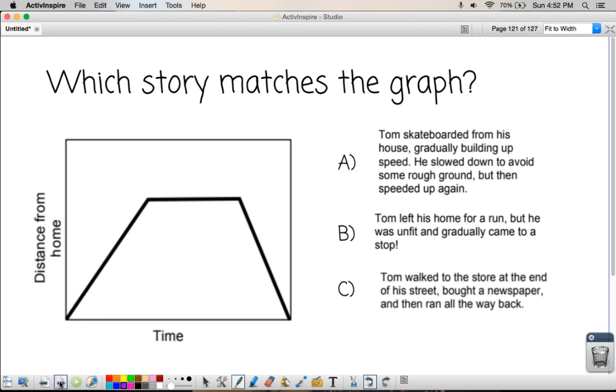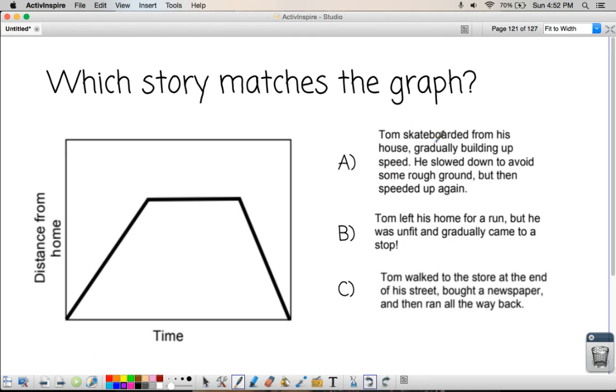A. Tom skateboarded from his house, gradually building up speed. He slowed down to avoid some rough ground, then sped up again. B. Tom left his home for a run, but he was unfit and gradually came to a stop, not home. C. Tom walked to the store at the end of his street, bought a newspaper, and then ran back.